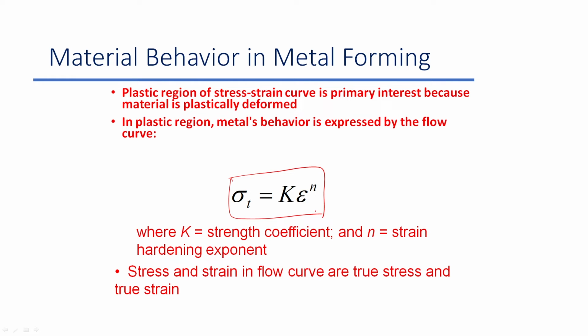And here the material parameters are K and n. K is the strength coefficient and n is your strain hardening exponent. So, you must have data consisting of K and n if you want to characterize the flow behavior of any material, and that is the key aspect one has to know.